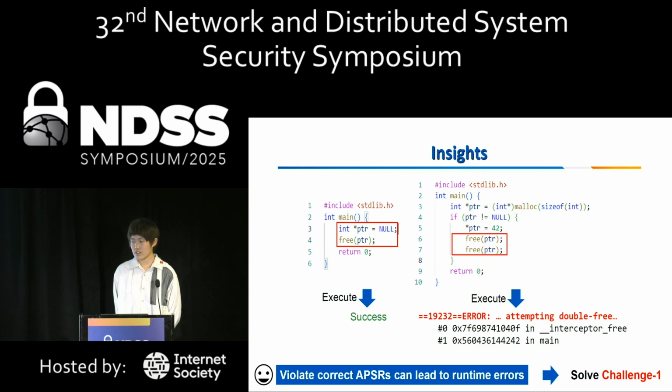We address these challenges based on some observations. First, we observe that if code violates a correct APSR, it often causes runtime errors. For example, the code on the left violates the APSR that the parameter must not be null, but runs successfully, indicating this APSR is incorrect. And the code on the right causes a double free error, indicating the APSR about double free is correct. Based on this, we propose the execution feedback checking method to validate the correctness of the results from the LLM, solving challenge 1.